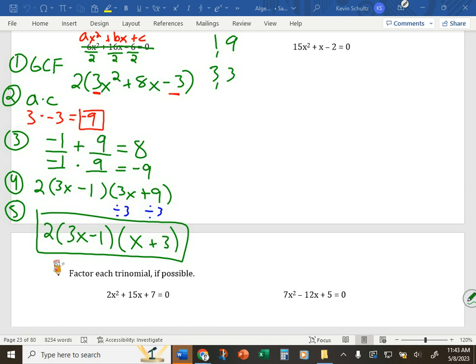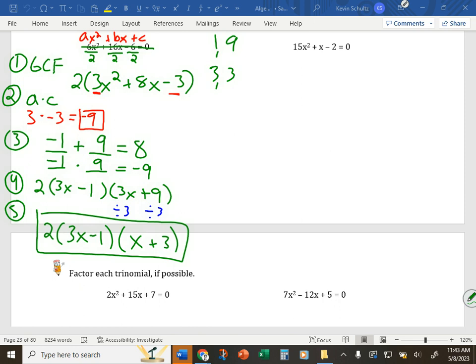That's a lot. Abby: Does it matter if you put the 3x minus 1 over, like you swap them? No, if yours is 2 times x plus 3 times 3x minus 1, that's okay.